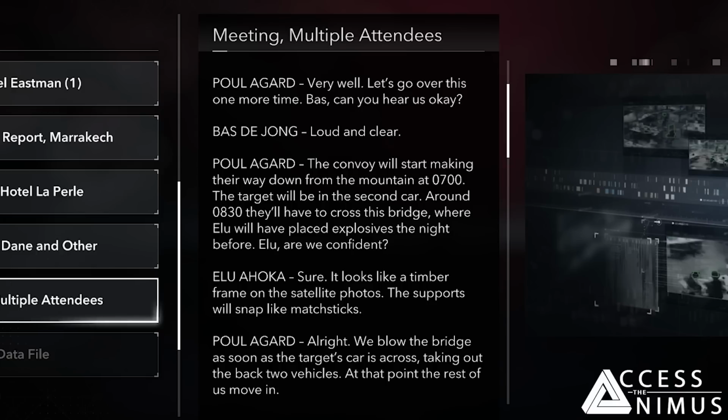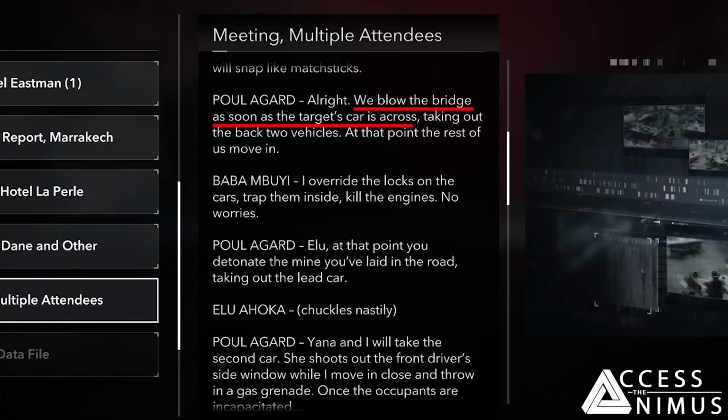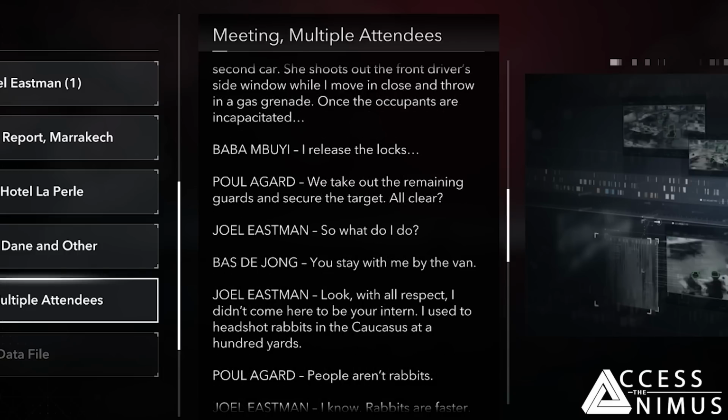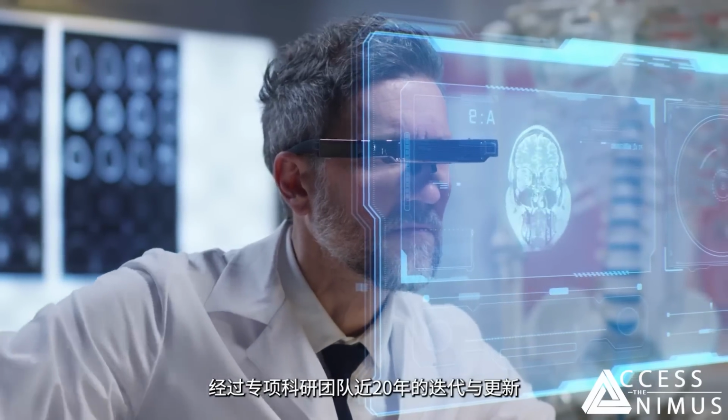The cell is going to track a convoy of cars going down a mountain early in the morning, with their target being placed in the second car of the convoy. They are going to blow up a bridge after the second car has gone through it, and then the first car through a mine they are going to lay in the road, and finally play with the locks and the engine of the second car so that they can take out the guards and apprehend the target that Jeff Eastman told them about.